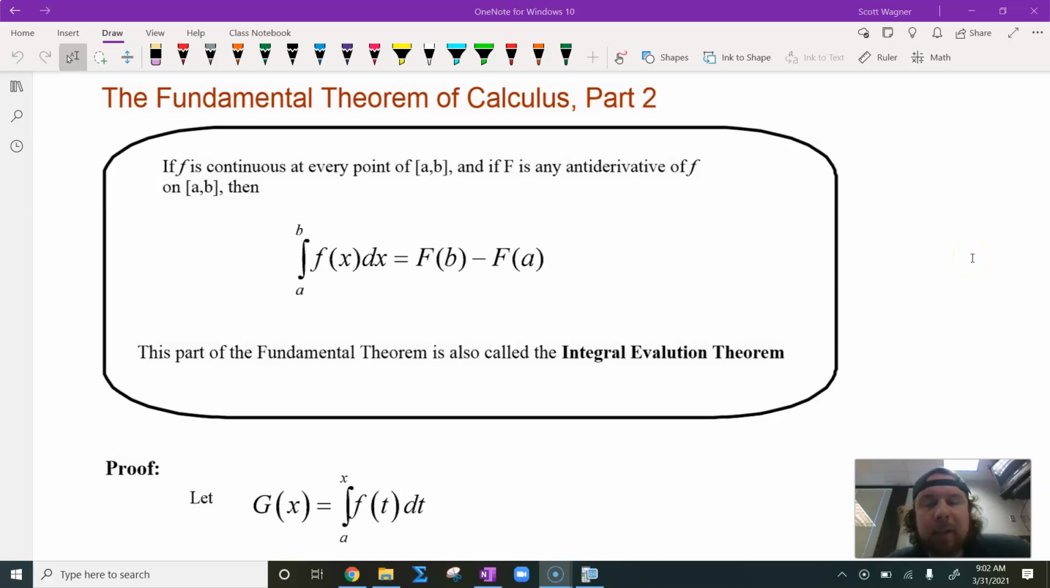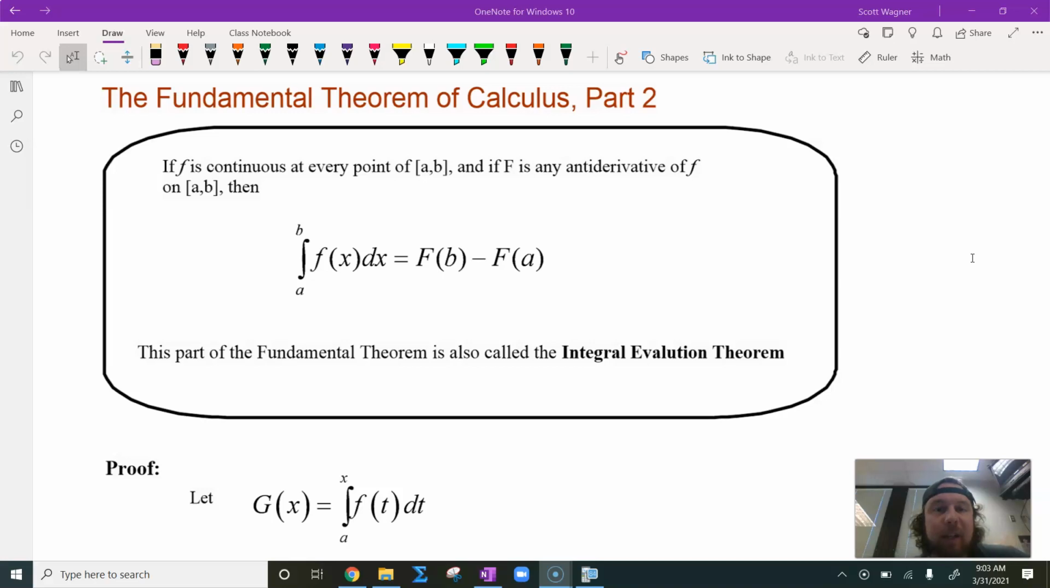Hey, Calculus, this is the second part to Section 5.4, all about the fundamental theorem of calculus. Again, feel free to pause, take a little break if you need to, jot down any notes or questions that you might have, rewatch anything that doesn't make a whole lot of sense, and let's get rolling here.